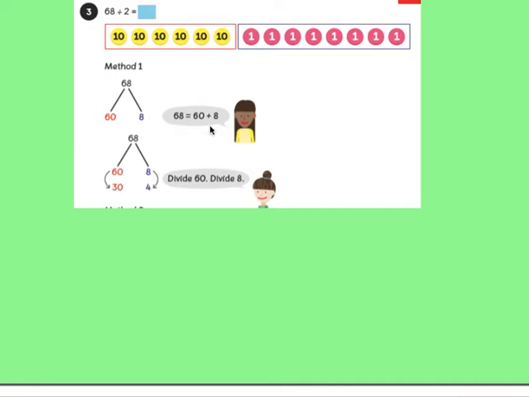And this is basically what they did in the first method, but it's just showing it in a different way. And often we do it this way because then you can actually use mental math skills to help you solve the problem. Okay, so 60 divided by 2 is 30, and 8 divided by 2 is 4. And add the two together, it's just cut that off accidentally, and you get 34.